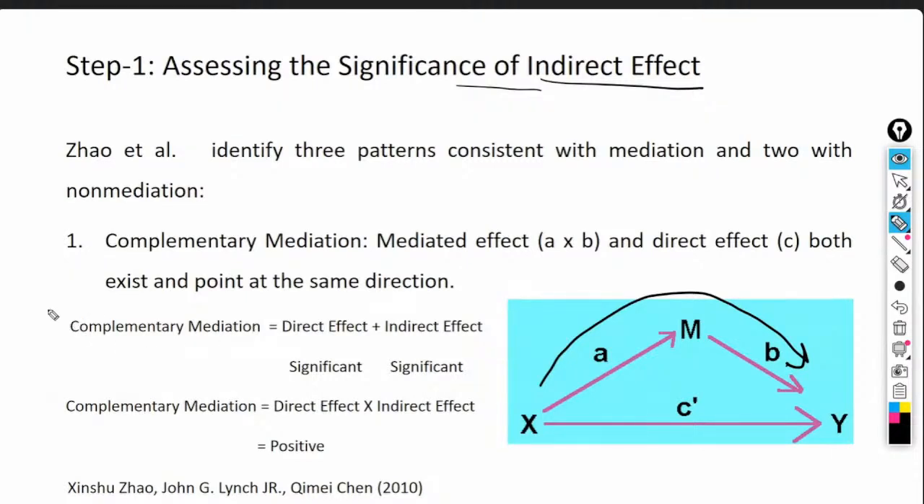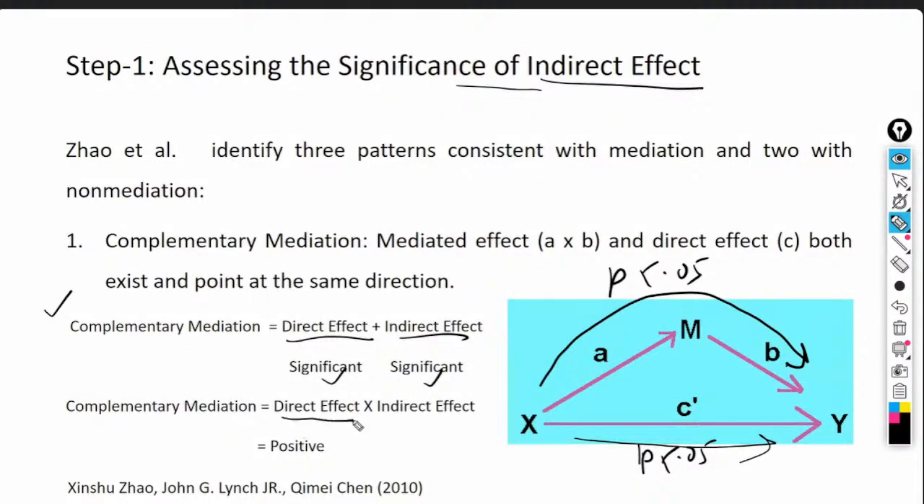So complementary mediation: the direct effect is significant, and the indirect effect is also significant. Both direct and indirect effect are significant. Then it is complementary mediation, because both are significant and the multiplication of direct effect and indirect effect is also positive.